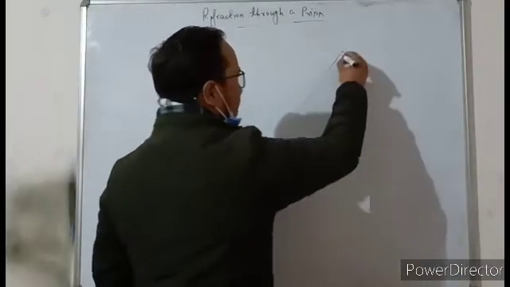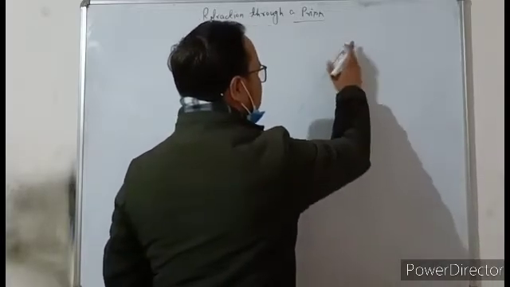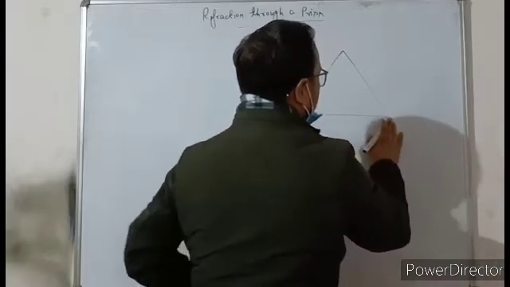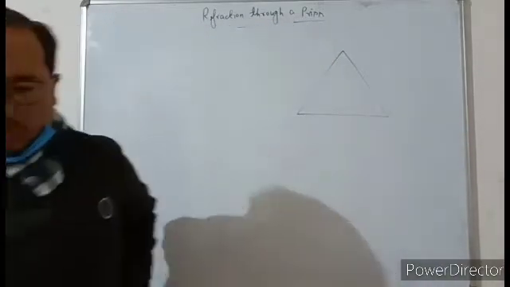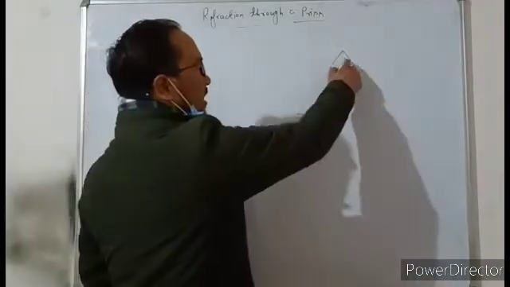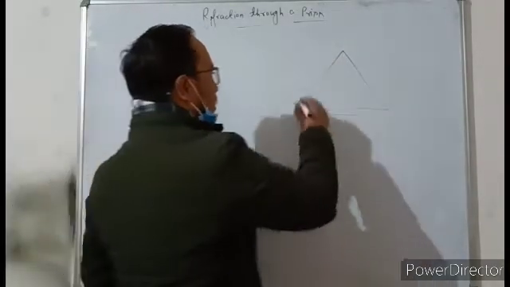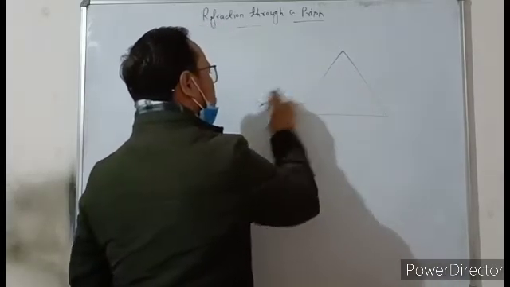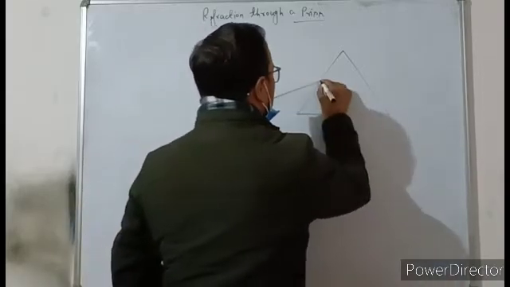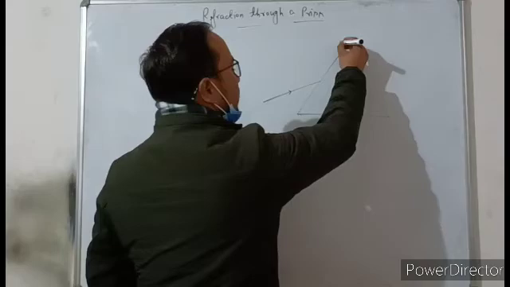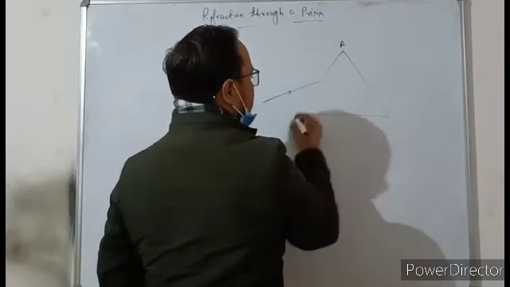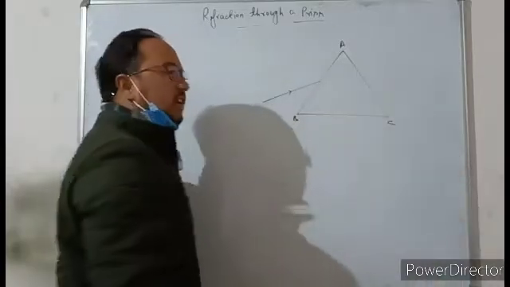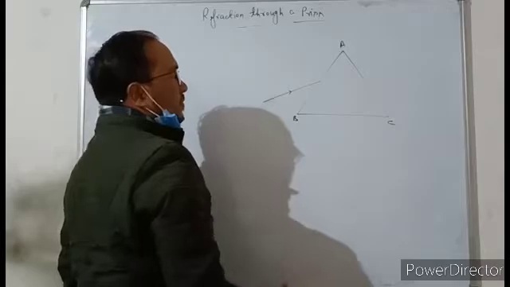Suppose we have an equilateral prism. This is our equilateral prism. It means each angle is of 60 degrees. Now suppose this is the incident ray. And suppose we have refracting surfaces A, B and C. AB is the first refracting surface and AC is the second refracting surface. Now suppose this is the incident ray.